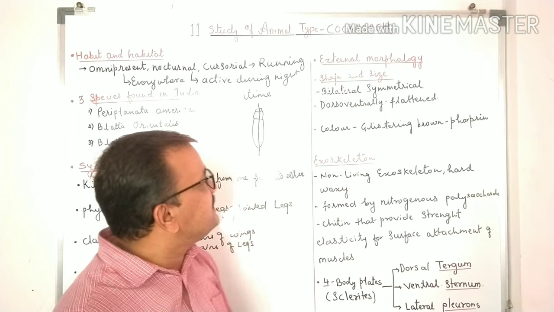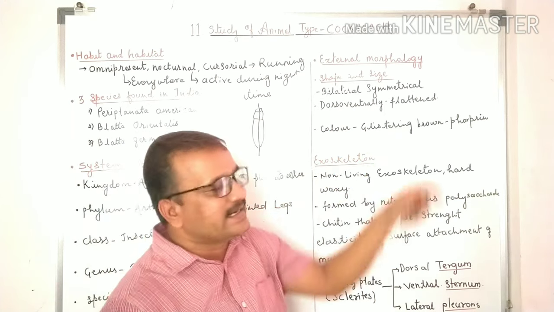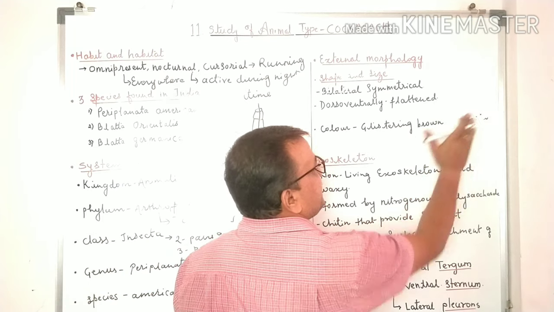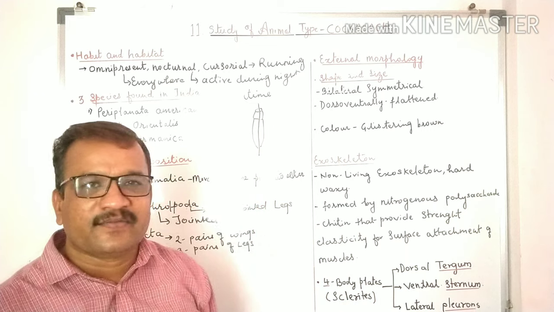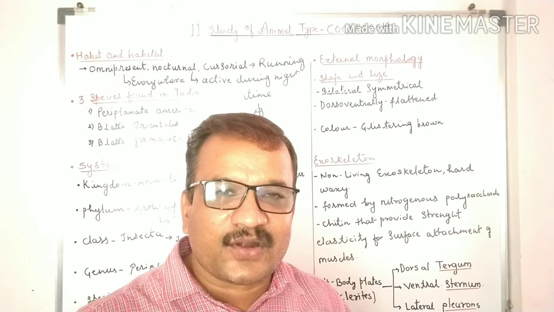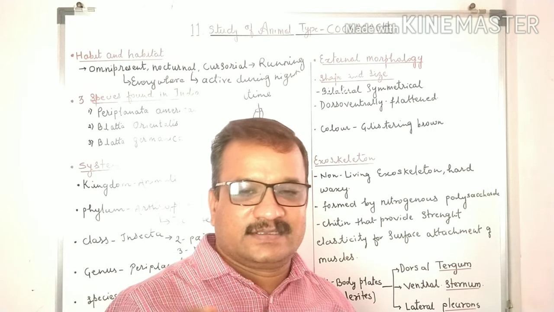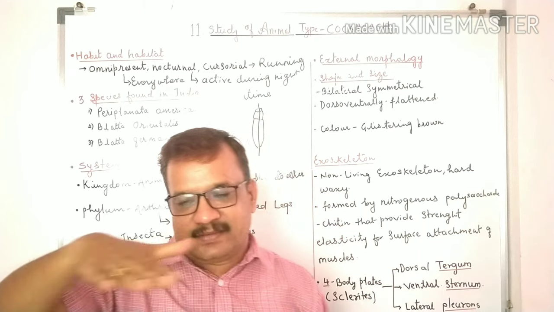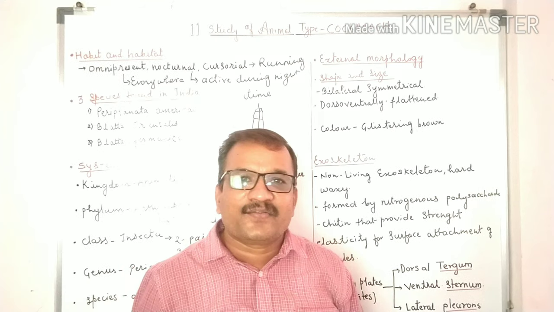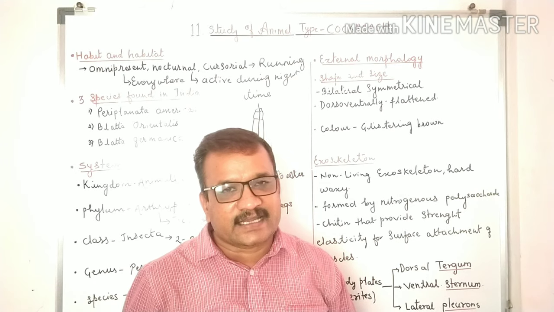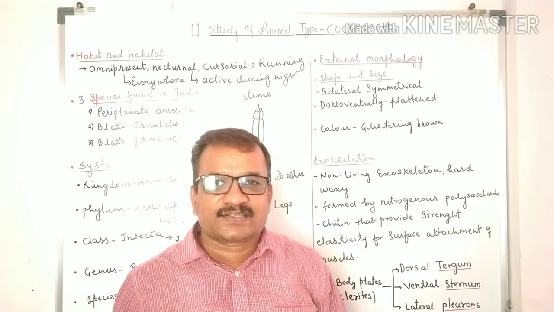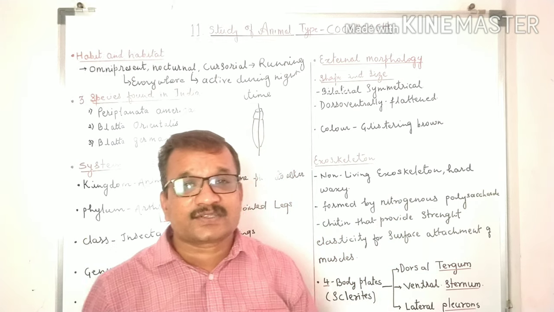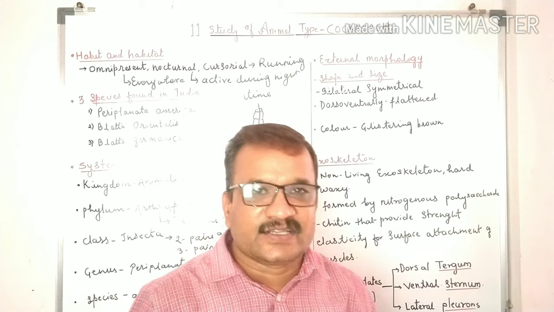The body is dorsoventrally flattened. How is the body of cockroach? It is dorsoventrally flattened. Dorsoventrally flattened means what? The upper surface of cockroach is called the dorsal side. The below surface of cockroach is called the ventral side, and the lateral side of the cockroach is called the lateral side. This you have to keep in mind.